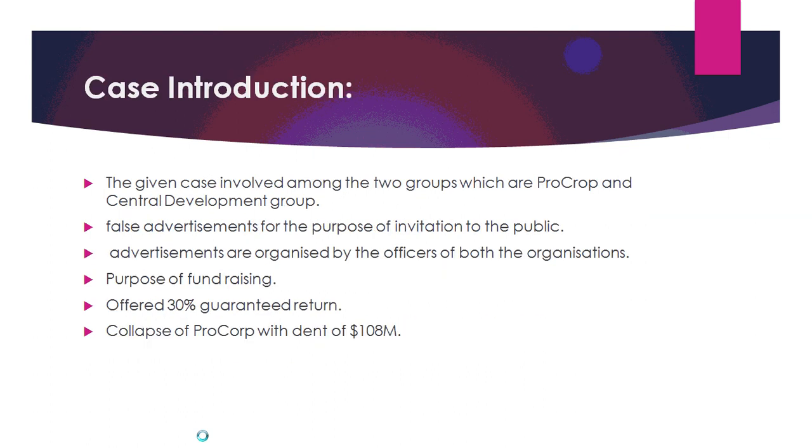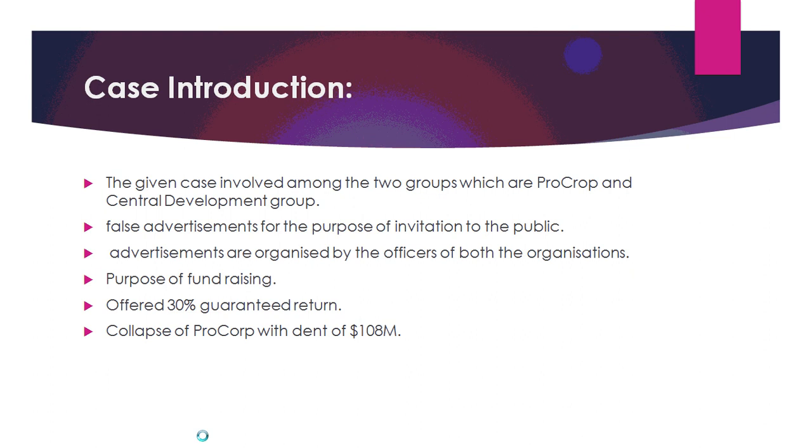In this slide, I'm discussing the case introduction. The given case, ASIC versus Maxwell and Oars, involves 2 groups, which are ProCrop and Central Development Group. Both companies are listed on ASIC and follow the provisions of the Corporations Act. The companies were involved in false advertisement inviting the public to invest. These advertisements were organized by the offers of both organizations. Hence, the suit involves the violation of laws applicable to the individuals. In this case, Maxwell and Business Express Success act as consultants responsible for fundraising for both companies. The schemes were promoted with the help of newspaper advertisements.